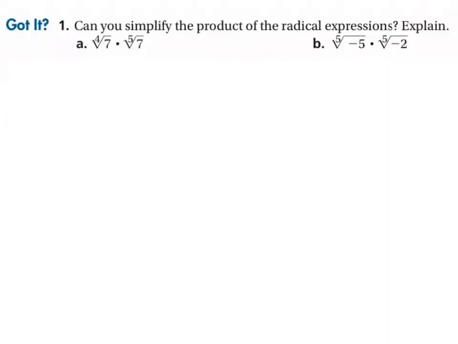Here we've got more practice doing the same thing. You'll notice in the first one, we've got the 4th root of 7 and the 5th root of 7. They're different indexes, so we're not doing it. In B, we've got the 5th root of -5 and the 5th root of -2. So we've got the 5th root of -5 times -2, which would be the 5th root of 10. And that's how we're going to leave this.